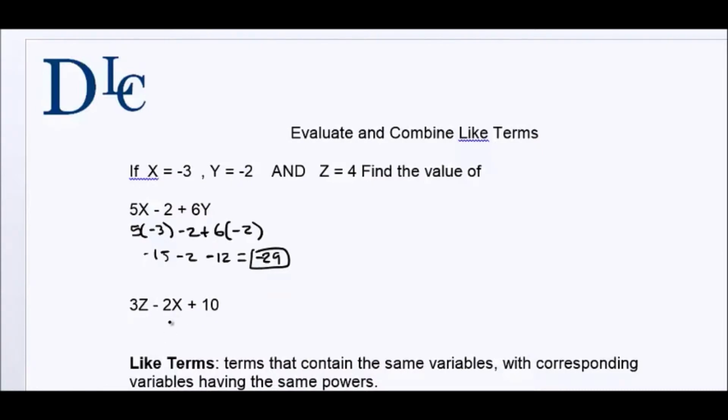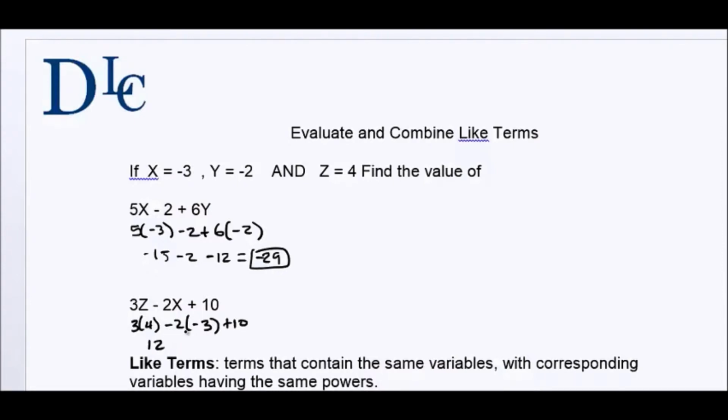Okay, let's do one more evaluating expressions, and then we'll go into combining like terms. So here we have 3z. Z is 4, so it's 3 times 4 minus 2 times x. X equals negative 3. Then we have plus 10. So 3 times 4 is 12.